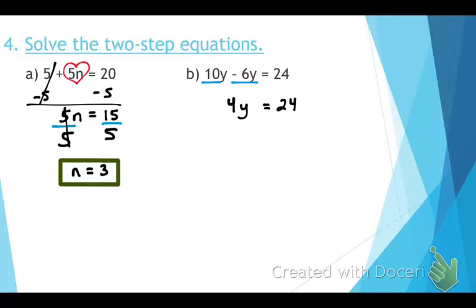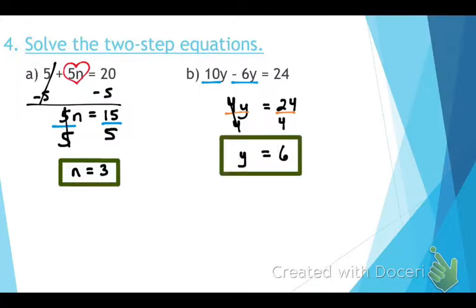Kaylin, keep going. What should I do? Divide by 4. Very good. We're going to get rid of that multiply by 4, so we divide by 4 on both sides. That one cancels out, so it's just y and then it's 6. y equals 6. Everyone box that in.